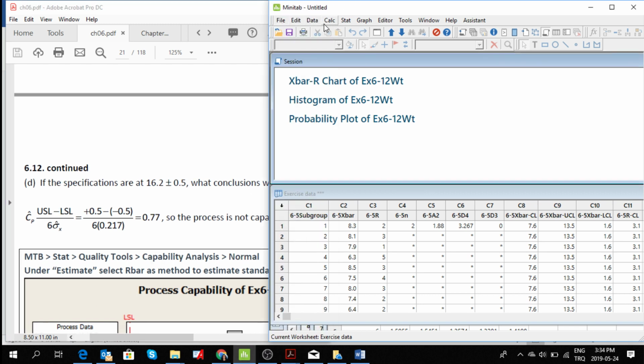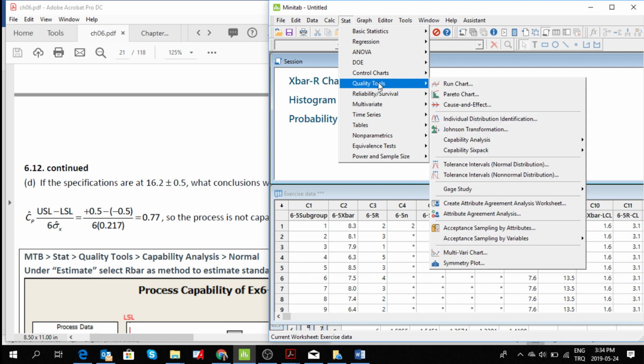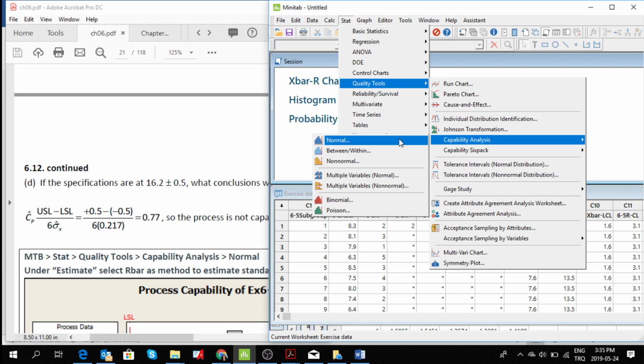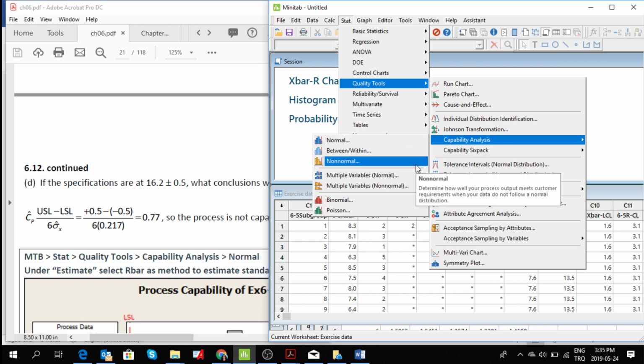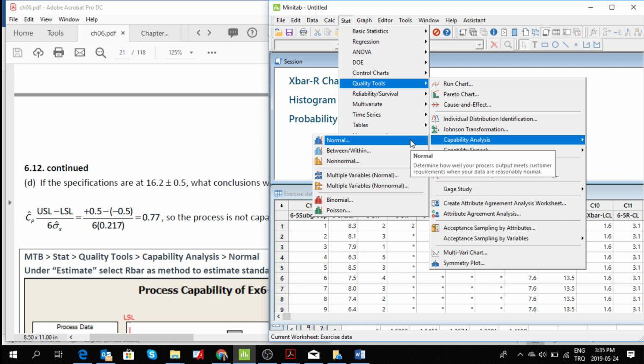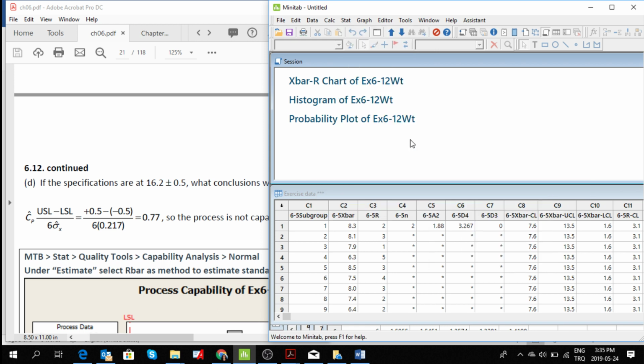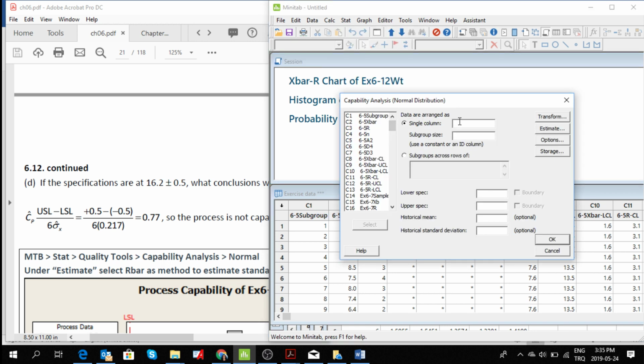So we are going to go to Stat again, Quality Tools this time, and we are going to go to Capability Analysis, and from here we are going to choose Normal. So this determines how well your process output meets customer requirements when your data are reasonably normal. In our case, our data is normal. The data is arranged in a single column, so we are going to choose it and get our data from here, and here the subgroup size was 5.